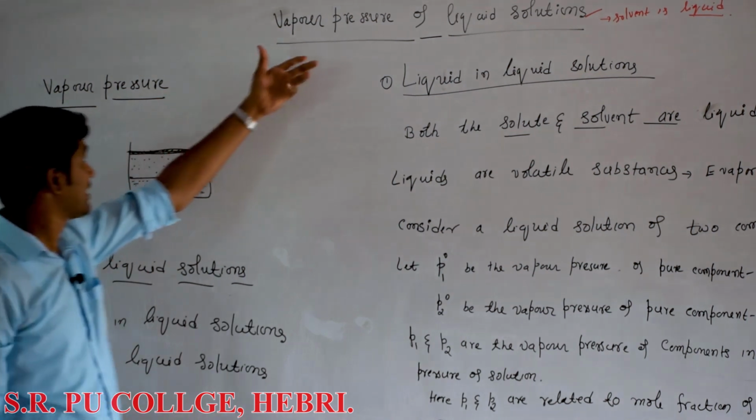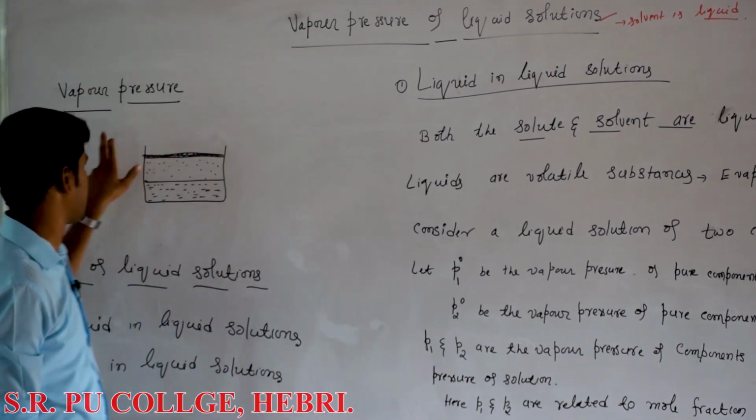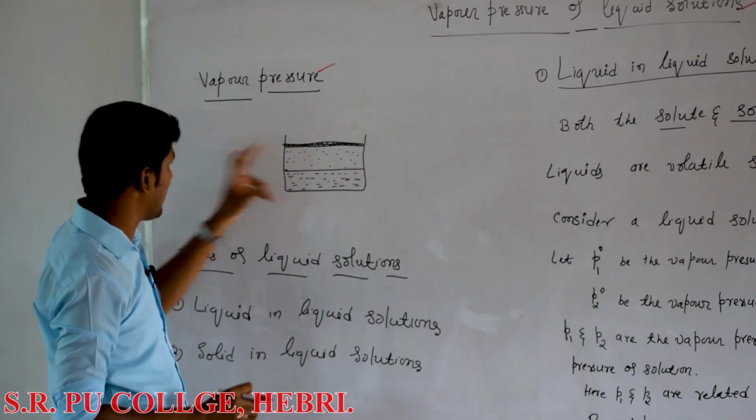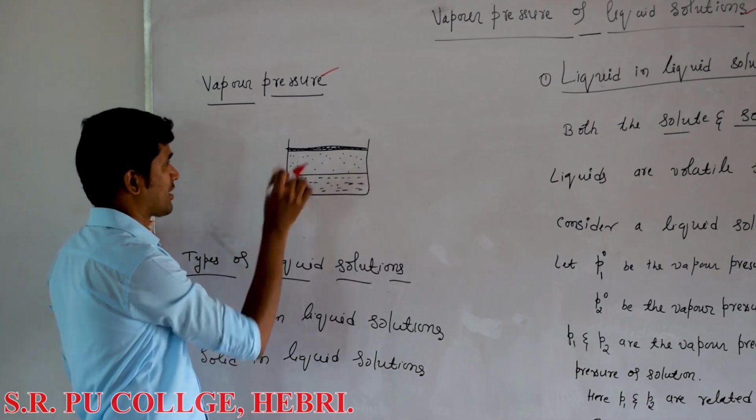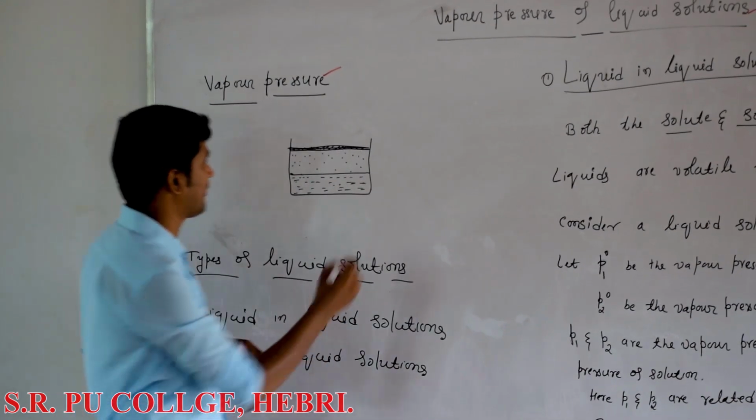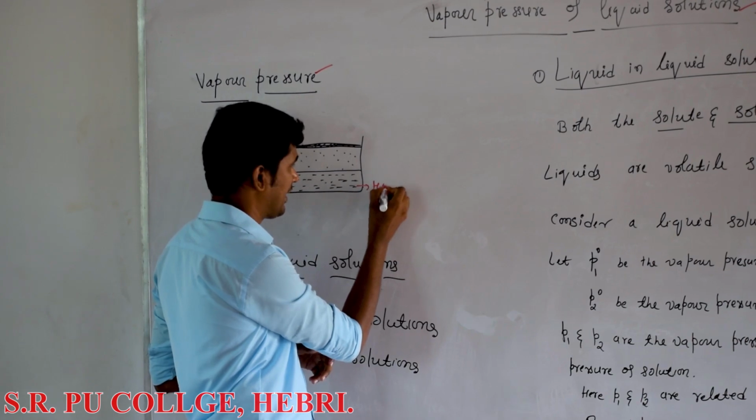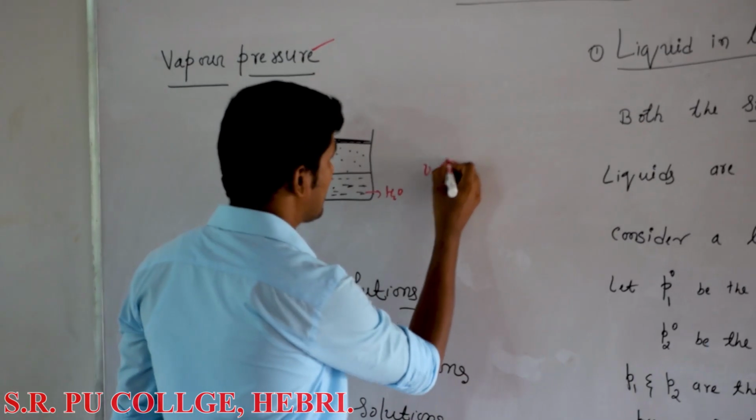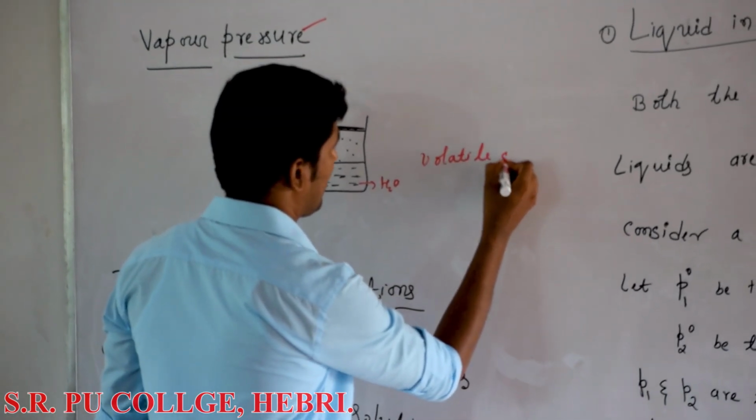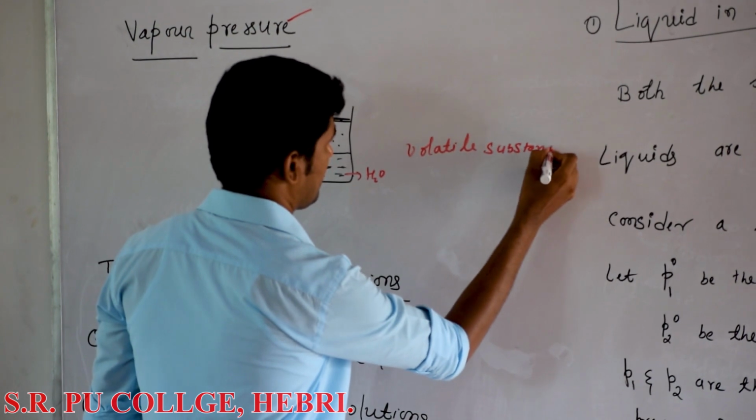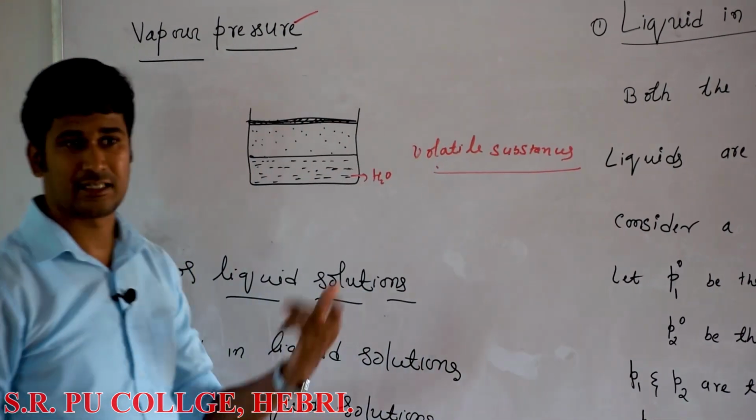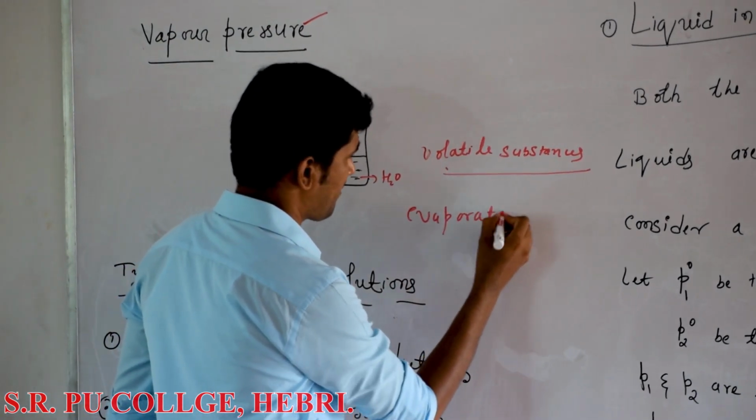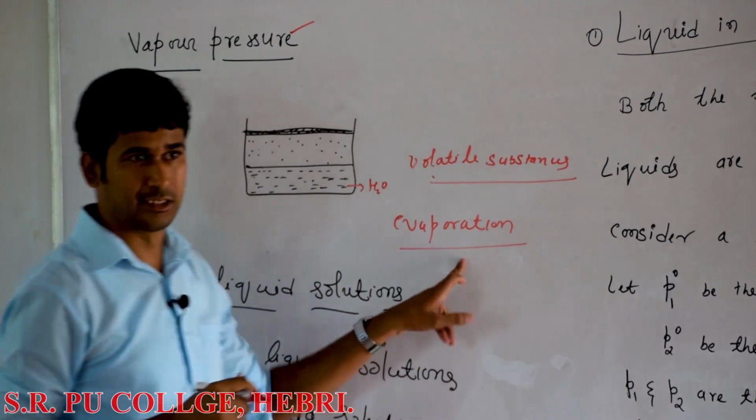Now, let us see what vapor pressure is. You studied what vapor pressure is in first PUC. Now, you take a liquid in a closed container. Let it be water only. You take H2O in a closed container. We know liquids are volatile substances. What do you mean by volatile substances? Volatile substances undergo evaporation and they form vapors.